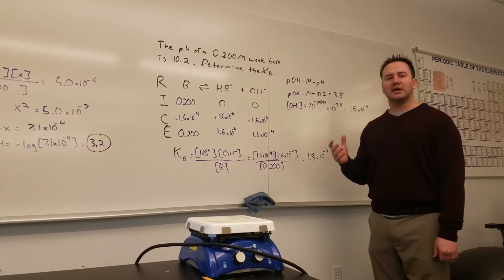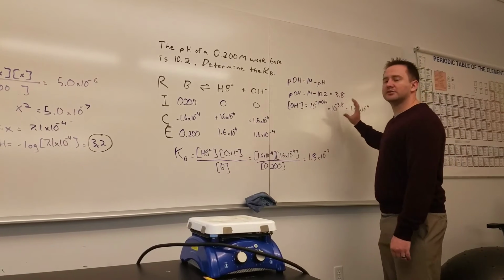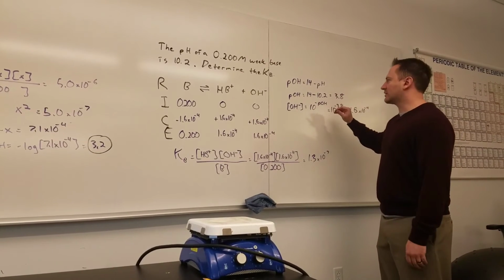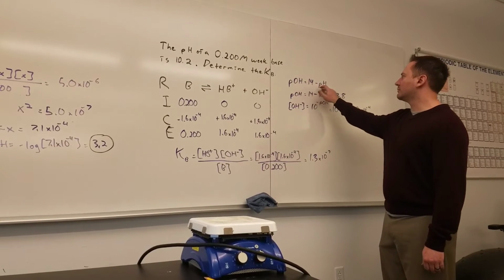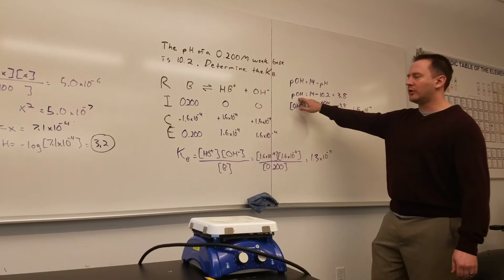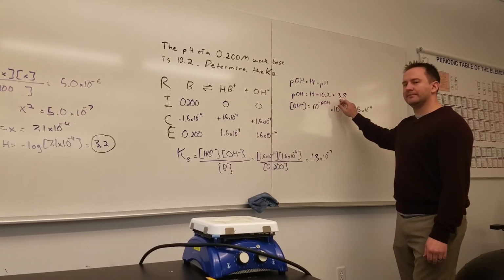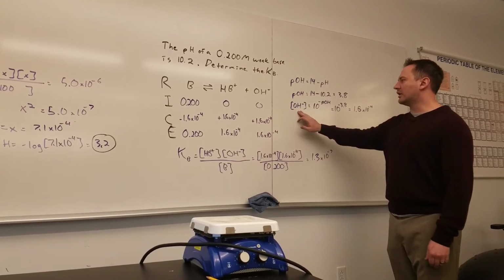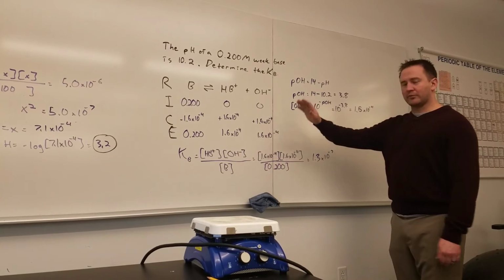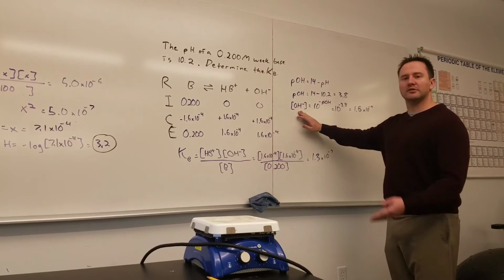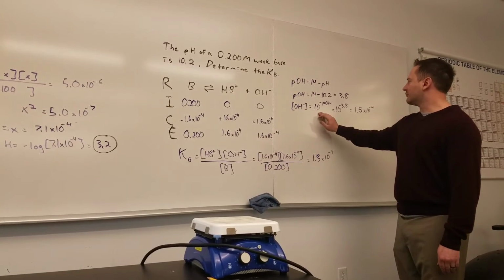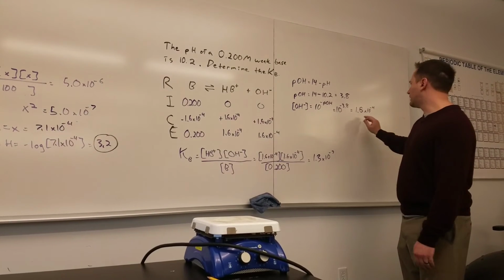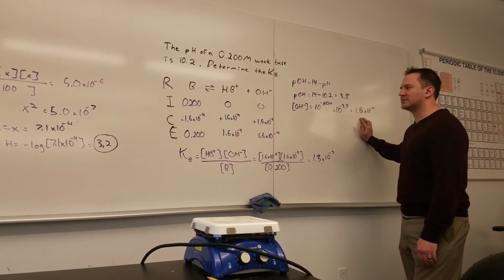Now, different from the other problem, we already know the pH. And if we know the pH, we can calculate our hydrogen ion concentration and our hydroxide ion concentration from that. So we take the pOH, we subtract the pH from 14, and we get that our pOH is equal to 3.8. Solving for the hydroxide ion concentration, which is one of the products that we're going to be looking at at equilibrium to determine our K expression, the hydroxide ion is equal to 10 to the negative pOH, 10 to the negative 3.8, which is 1.6 times 10 to the negative 4th.